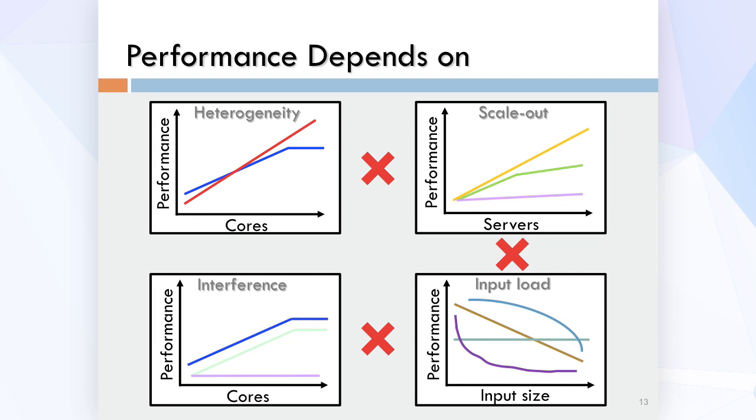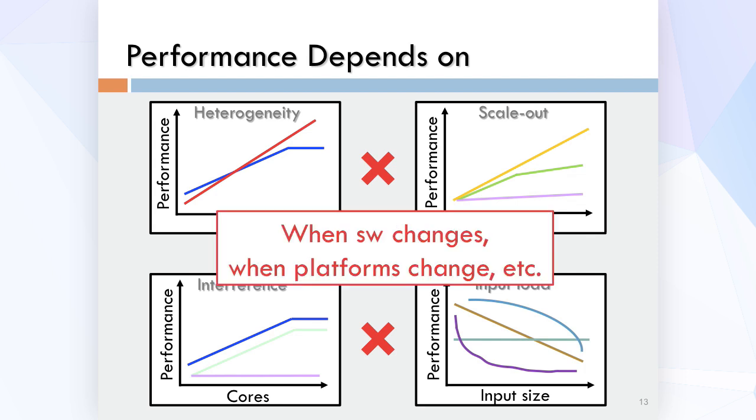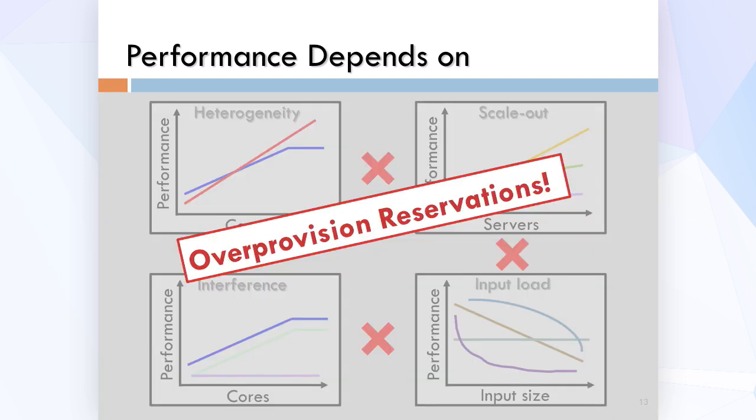And note that this is a multiplicative experiment, and it needs to happen every time there's a new software release, every time something significant changes in the operating system, and every time a new platform is rolled into the data center. So this is a pretty complex analysis for any application developer to do. So what is the easiest way to sidestep all these complications? It is just to over-provision the reservations to the point where they don't matter.